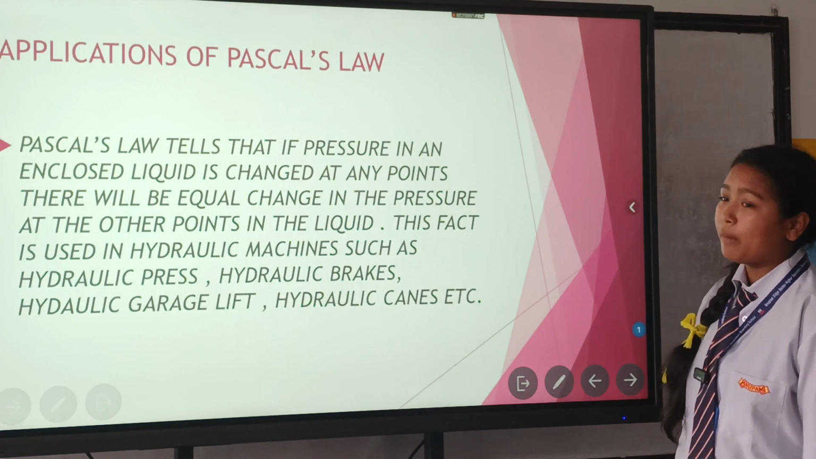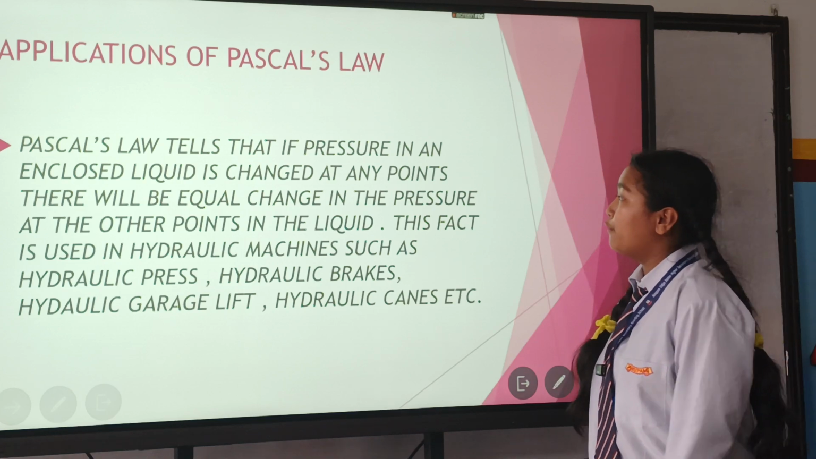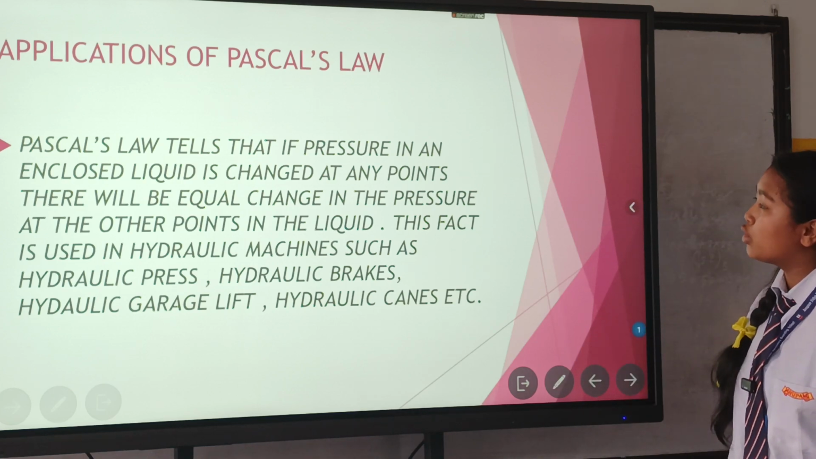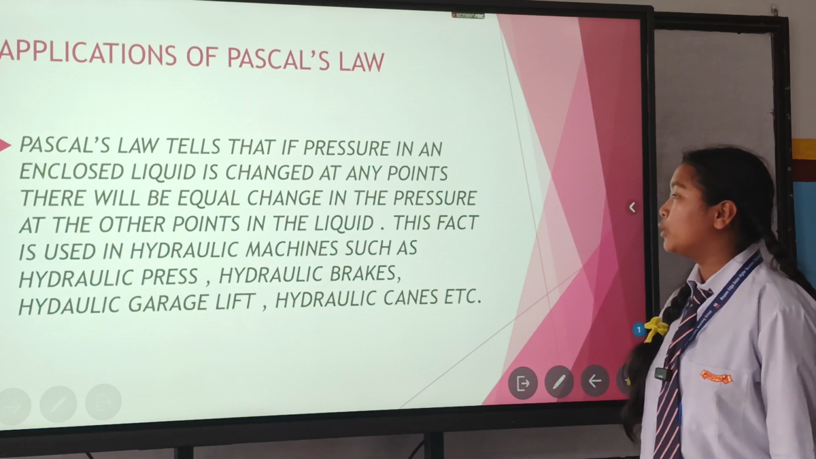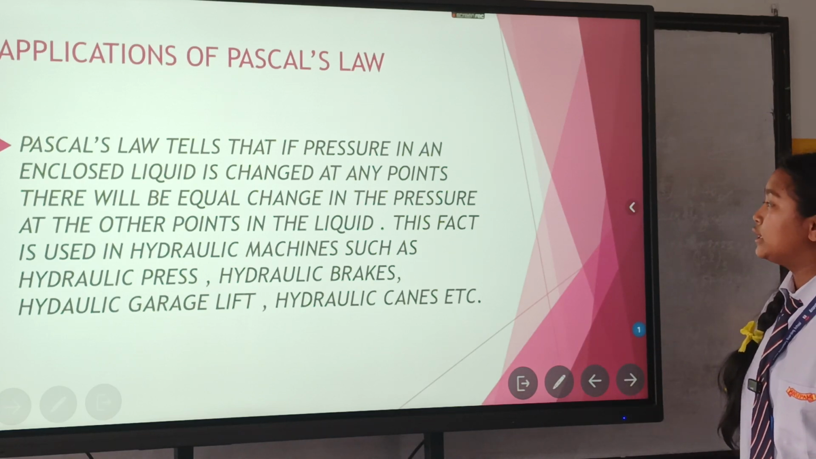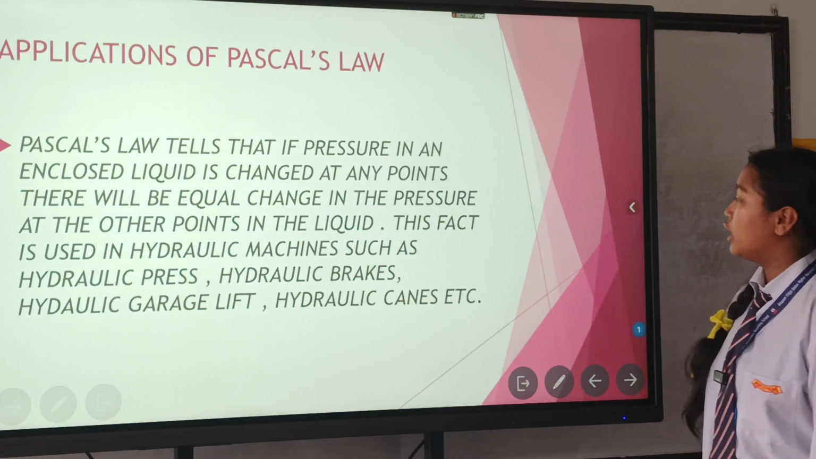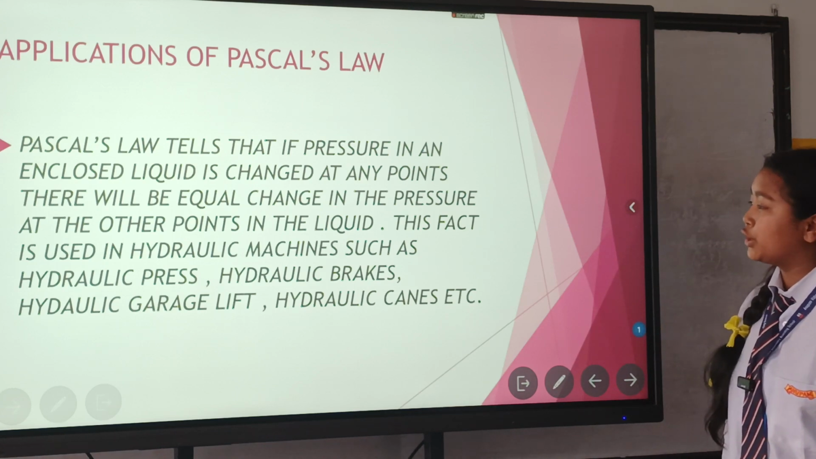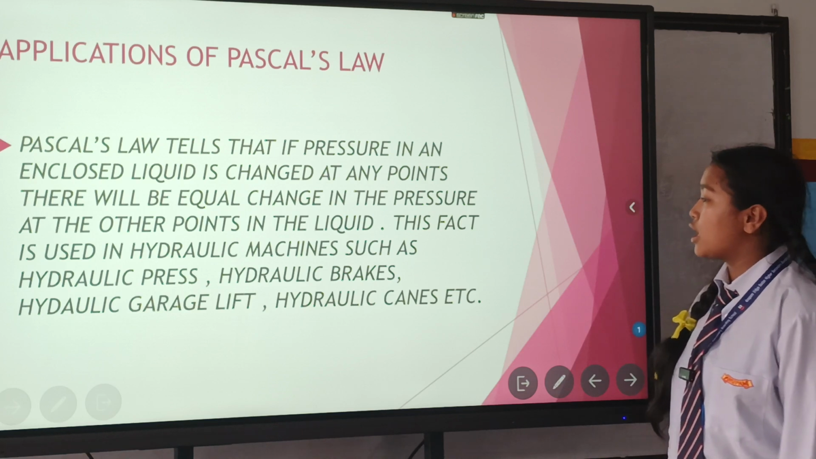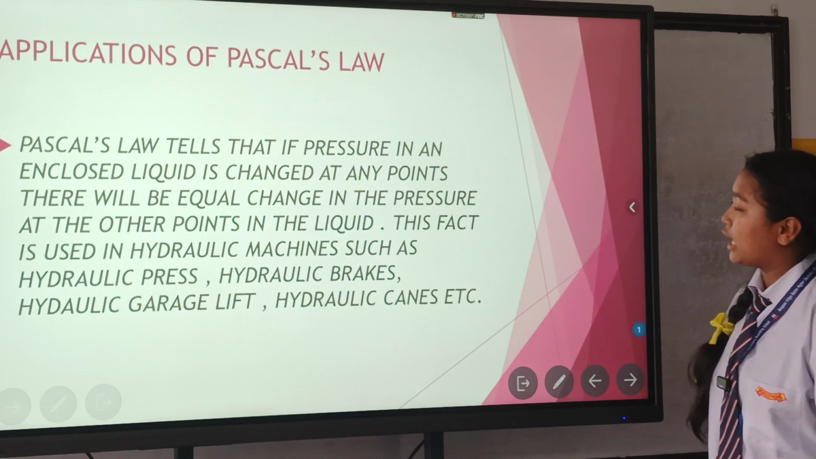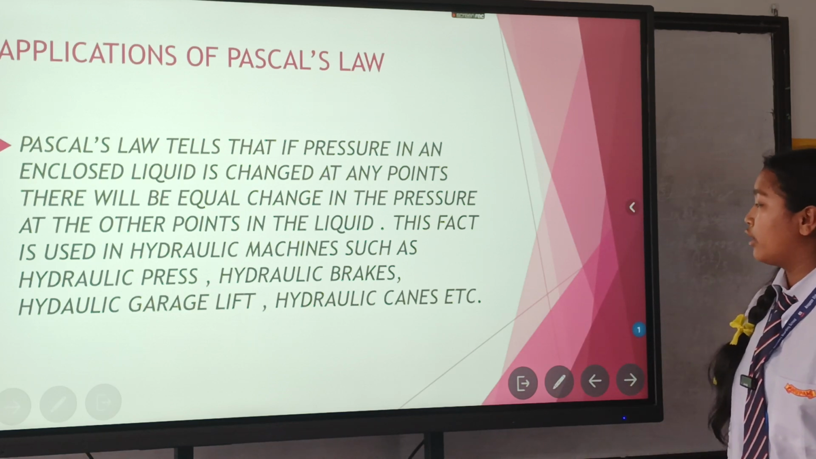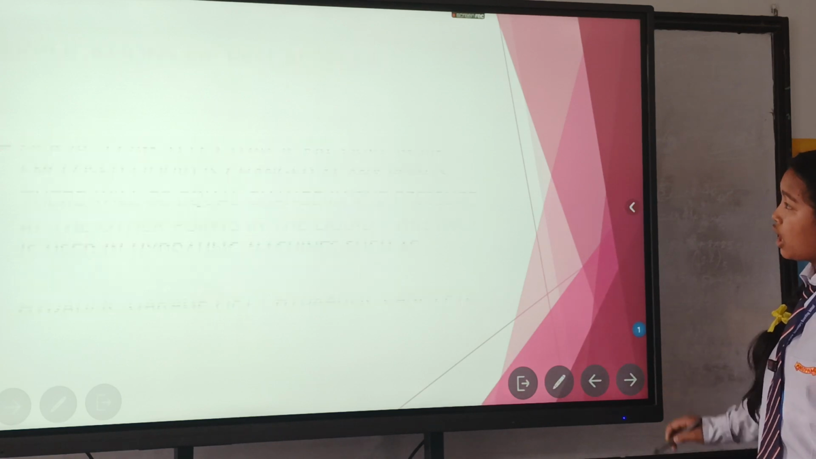Application of Pascal's law. Pascal's law tells that if pressure in an enclosed liquid is changed at any point, there will be equal change in the pressure at the other points in the liquid. This fact is used in hydraulic machines such as hydraulic press, hydraulic brakes, hydraulic garage lift, hydraulic cranes, etc.